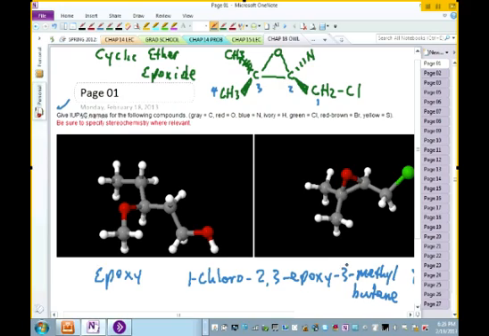Yes, go ahead. Oh, in this case, you don't have to show the stereochemistry because this carbon here is actually attached to the same groups. You have a methyl here, a methyl here. Both of these carbons are attached to the same group.